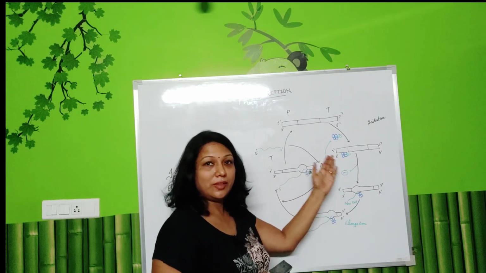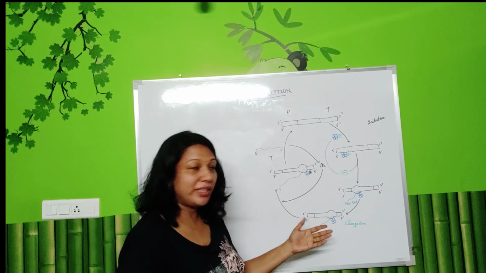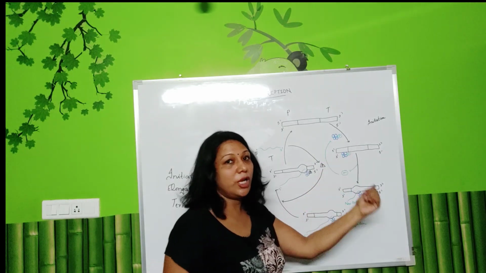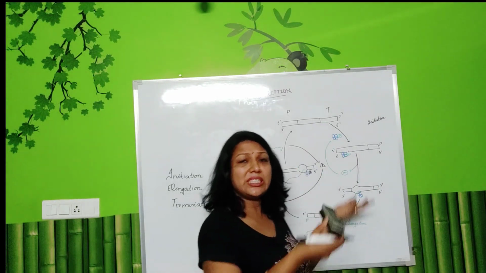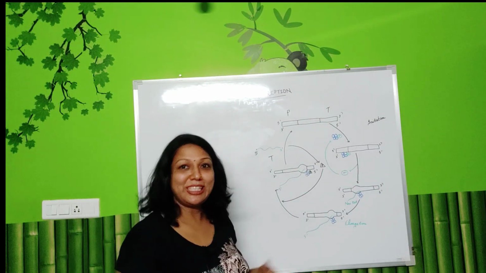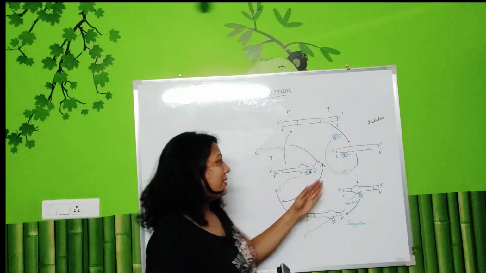Once this initiation has happened, the duty of sigma factor is over, right? So sigma factor will move out. Again, it can go and activate another DNA-dependent RNA polymerase. So it's a cycle, it will continue like that.